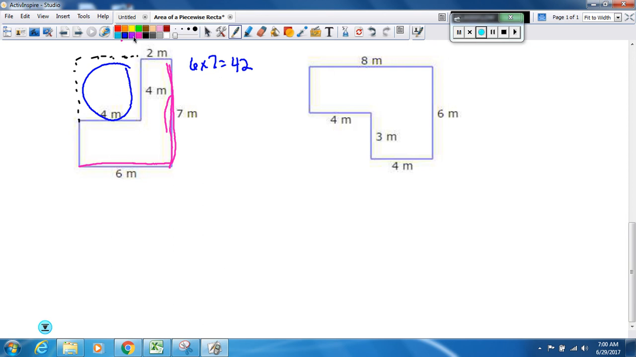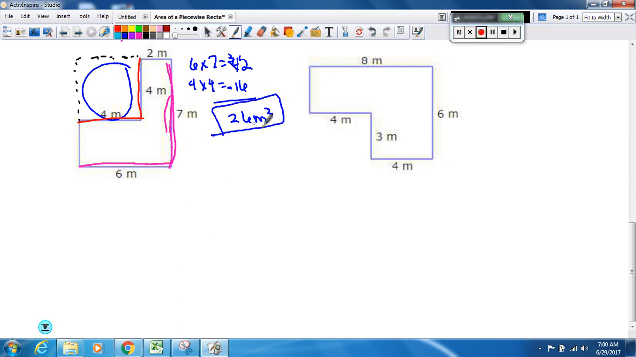Now here's the hole that they cut out right here. So this hole that they cut out is 4 times 4. So you got to do 4 times 4 equals 16. And because that's a hole, you subtract it. So 42 take away 16 is 26. And it's going to be meters squared because it's area.